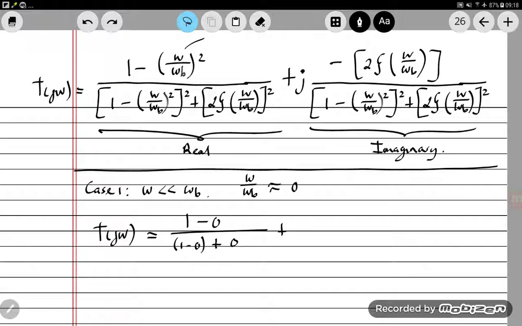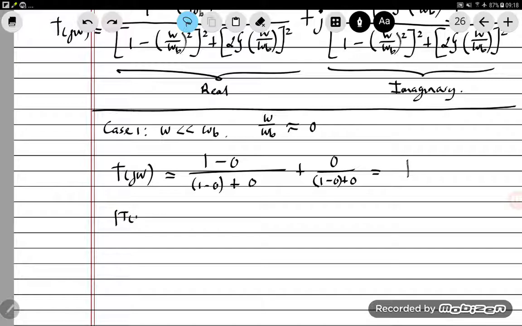For the imaginary part, in the numerator the term omega over omega b goes to 0, so the numerator is just 0. Whatever is in the denominator, I guess we have to consider if it's 0, but we can see it's not equal to 0, because we've got a 1 there minus 0 plus 0. So the frequency response transfer function then just simplifies to 1.